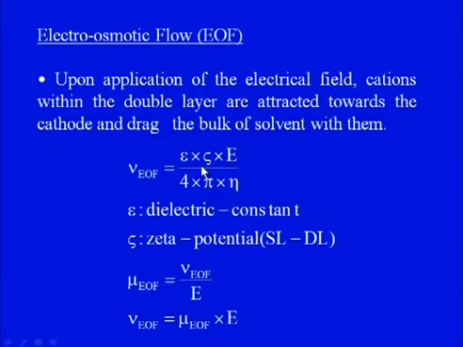Now, what is happening is the bulk of the solvent is being dragged towards the cathode, and these are the equations for electroosmotic flow. They involve the dielectric constant, the zeta potential, the applied electric field, and the viscosity, which give you the electrophoretic mobility of the electroosmotic flow, that is the velocity of the electroosmotic flow divided by E, the applied electric field.